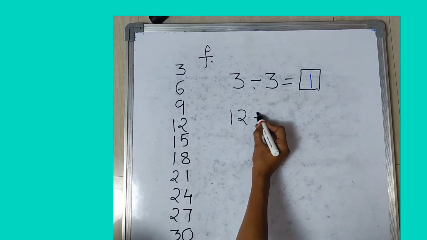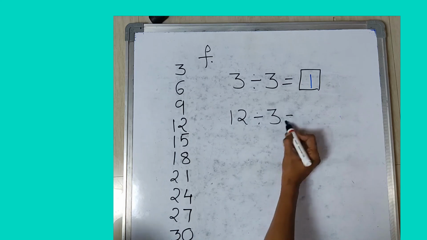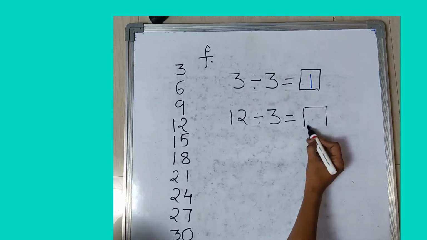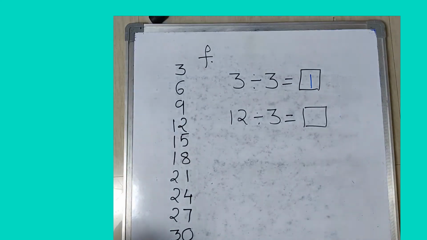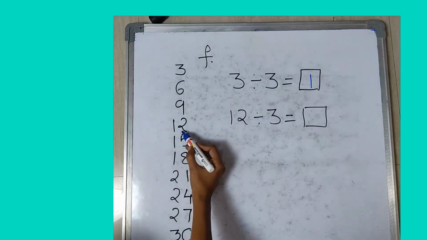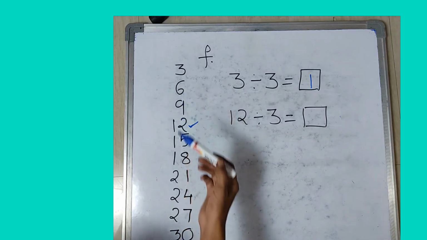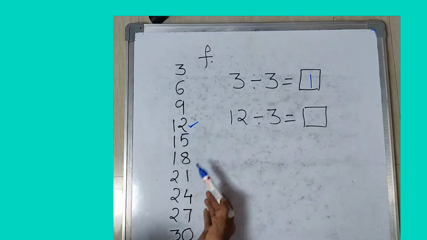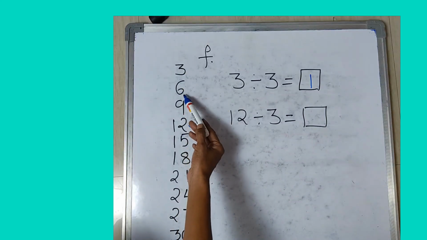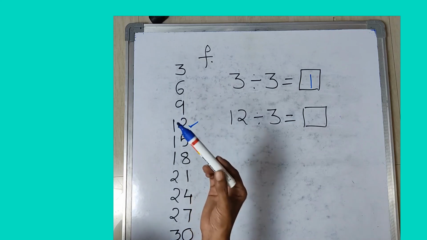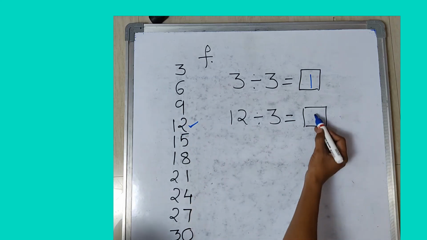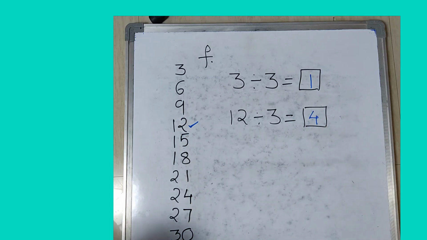12 divided by 3 is equal to how much? So where is 12? Here. So say 3's table till 12. 3 1s are 3, 3 2s are 6, 3 3s are 9, 3 4s are 12. So the answer is 4.